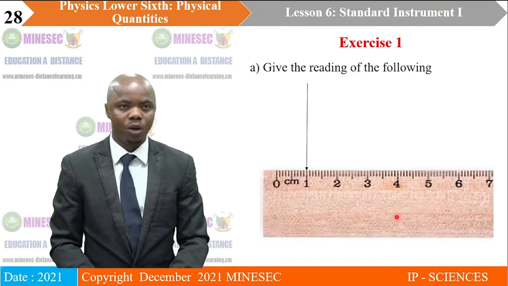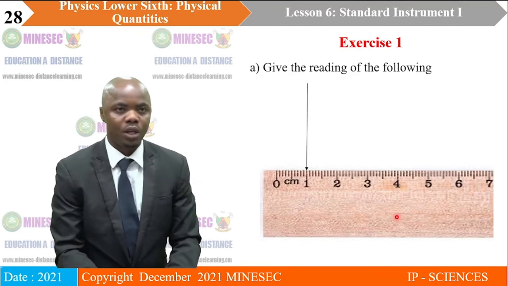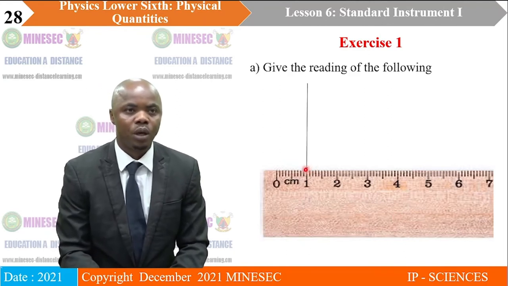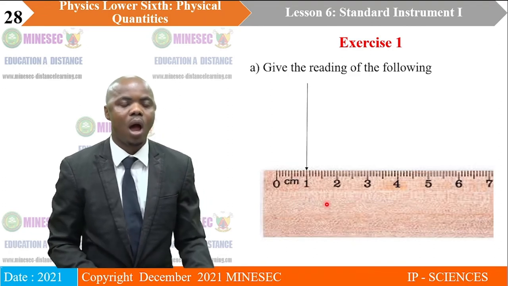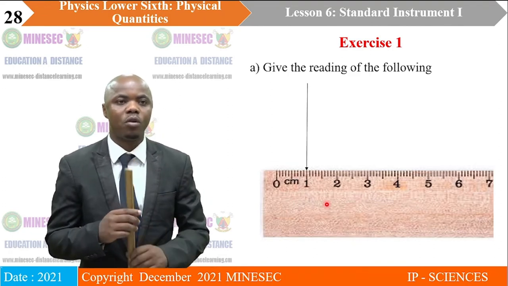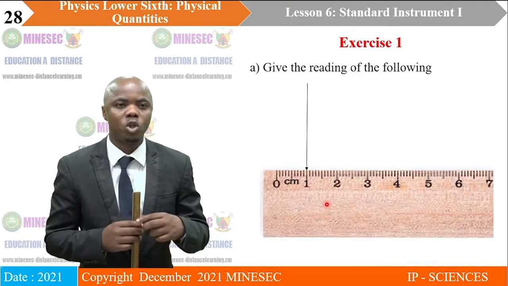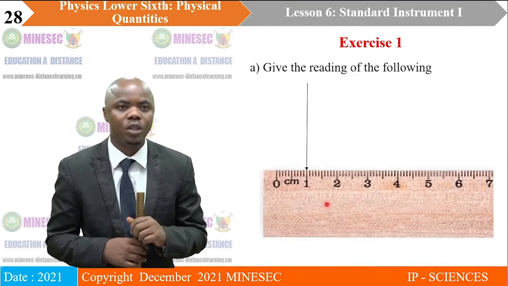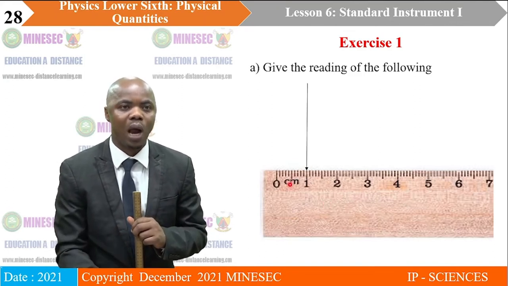The arrow is showing what we should read. This is the point. It falls exactly at 1. This looks exactly like our meter rule. It falls exactly at 1. So what should be the reading of this instrument at this point? It is 1. But what is our precision?